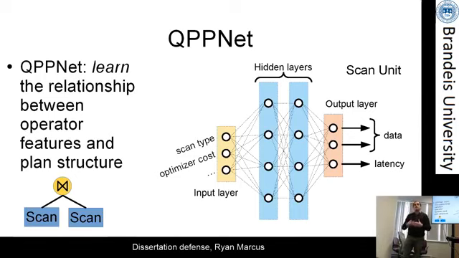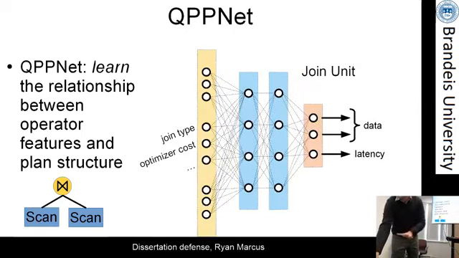So to put that in context, in addition to having a neural unit for the scan, we're also going to have a neural unit for the join. And so for the join in this query plan, which is just a join of two scans, we again take in all the information we can get from the optimizer: the join type, the predicted cost, what the hash function we're using is, if there's a spill predicted, that sort of thing. And again, run it through the same series of layers to get another data and a latency output.